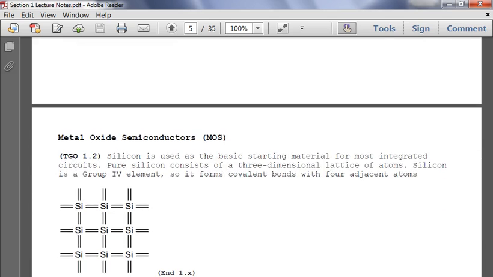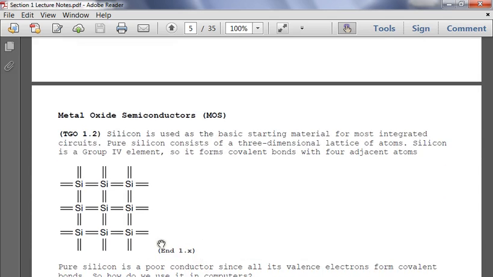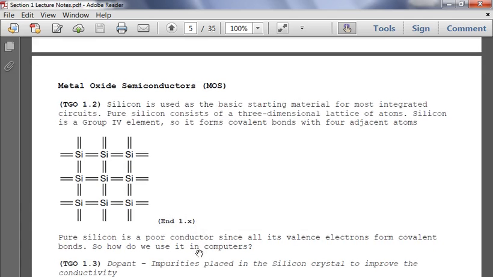All right, so this should say 1.2. So here's the actual chemistry of what's going on inside of transistors. Silicon forms covalent bonds. It's a group 4 element. So if this is the silicon in the middle, it has 4 valence electrons and it can form 4 bonds.